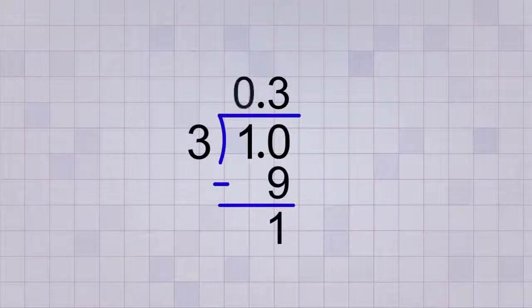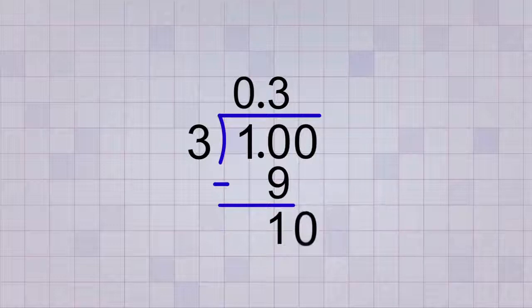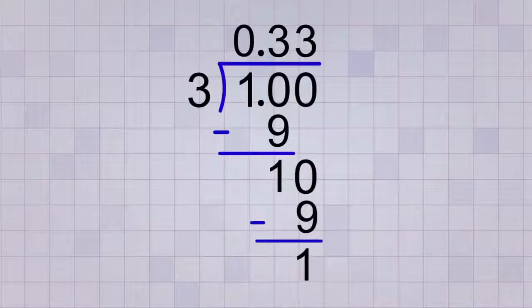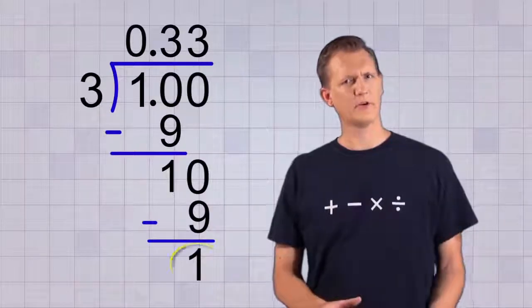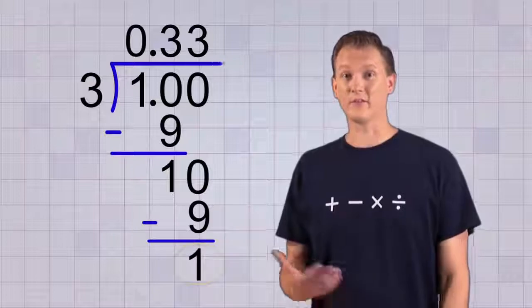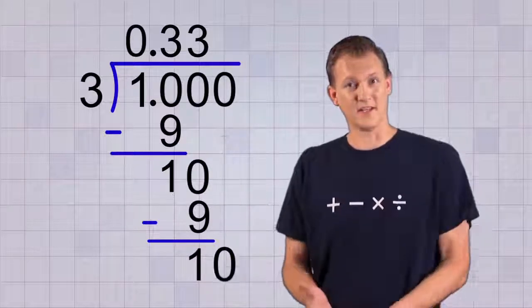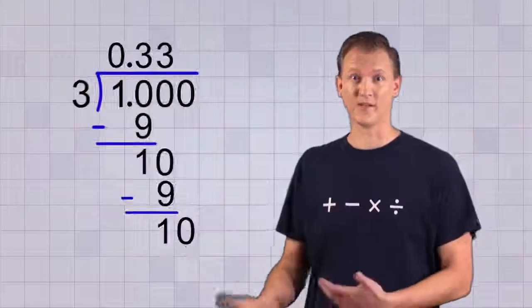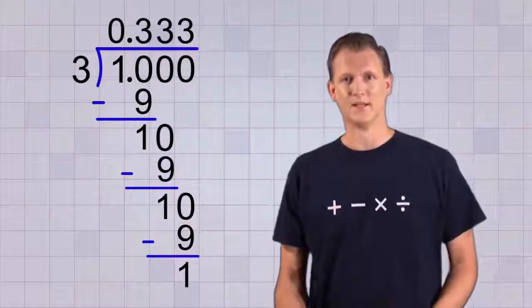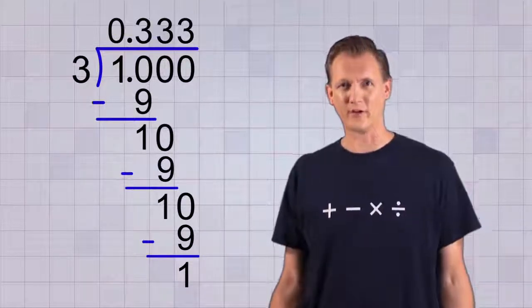Just like before, we don't want a remainder, so let's use another 0 so we can keep on dividing. And that gives us 10 divided by 3 again. Well, we know that 3 goes into 10 3 times, and leaves a remainder of 1. Still a remainder of 1. Well, it looks like we're going to need another 0. But that's just going to give us 10 divided by 3 again, which is going to give us another remainder of 1. This looks like it might keep on going forever.